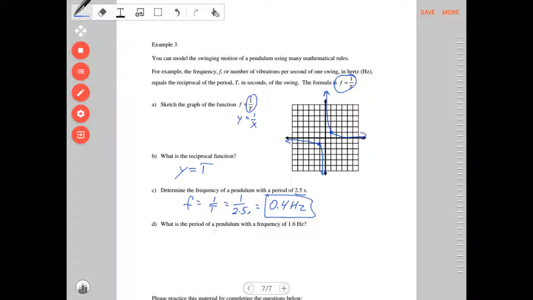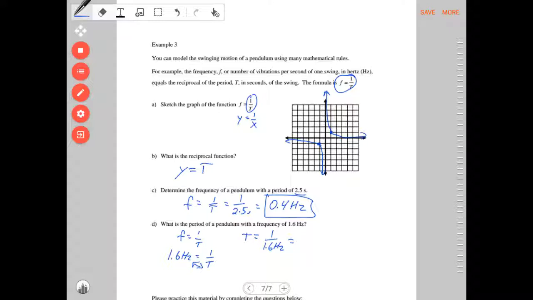Okay, and then what is the period of a pendulum with a frequency of 1.6? So frequency is 1 over period. So 1.6 hertz equals 1 over t. Now there's lots of different ways of thinking of this. We can go over 1 and cross multiply and divide. Basically, when we do that, the t and the 1.6 actually trade places. So we can go t equals 1 divided by 1.6 hertz. Okay, that's how we can find the period.